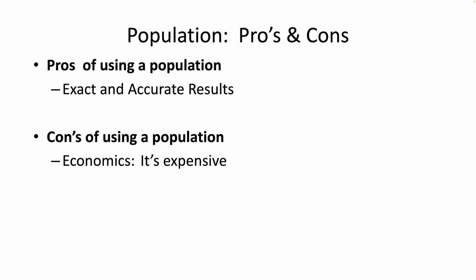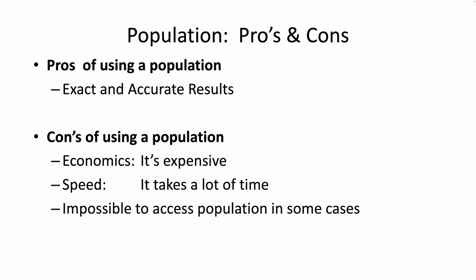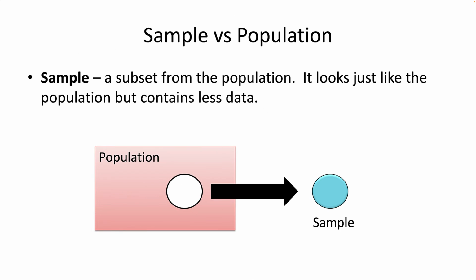So it's very expensive. Speed, it takes a lot of time. When the U.S. government tries to conduct a census, it takes over a year to formulate a survey, collect the data, and tabulate the results. In some cases, it may be just impossible to access the entire population. When we can't access our population, we use our next best tool available, and that is a sample. A sample is a subset from the population. Ideally, it looks just like the population, but contains less data.